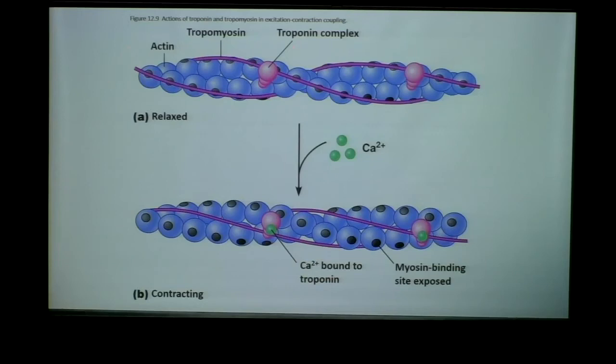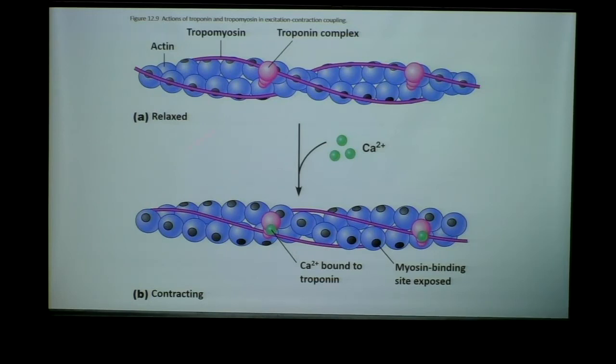Relaxed state, so when muscle is relaxed, we know that those binding sites on actin are covered, okay? And why are they covered? Because there's no calcium bound to troponin. So calcium needs to be bound on troponin to move tropomyosin away from those binding sites. And in the relaxed state, that is not the case.